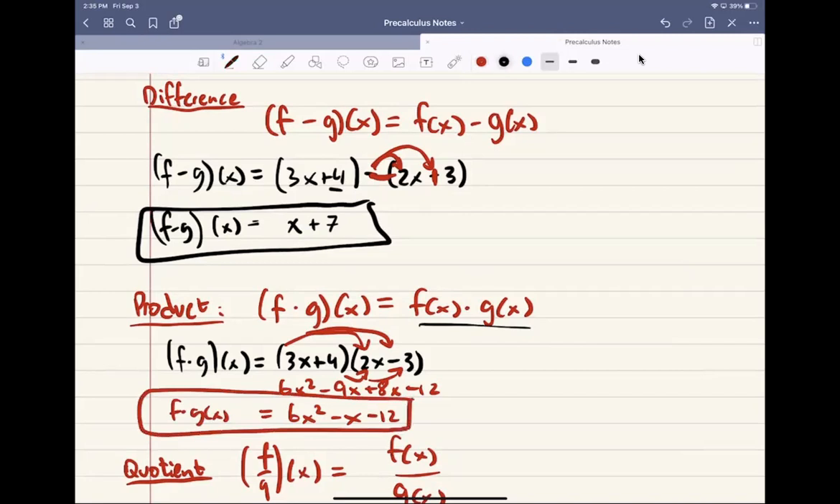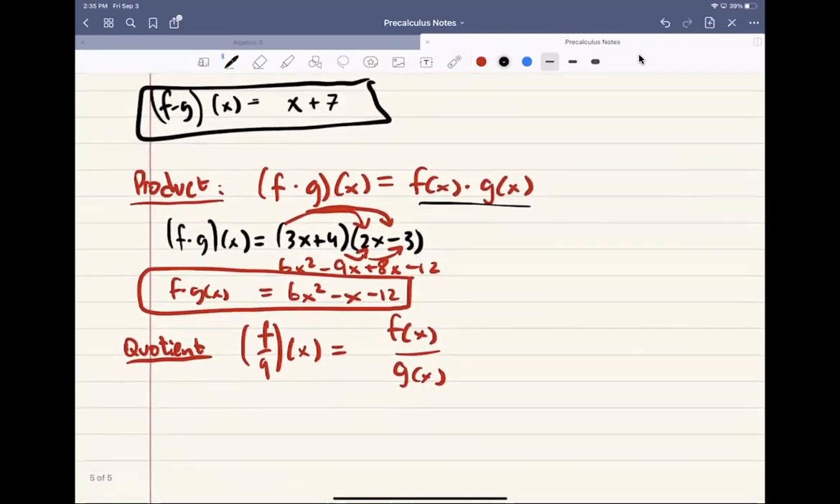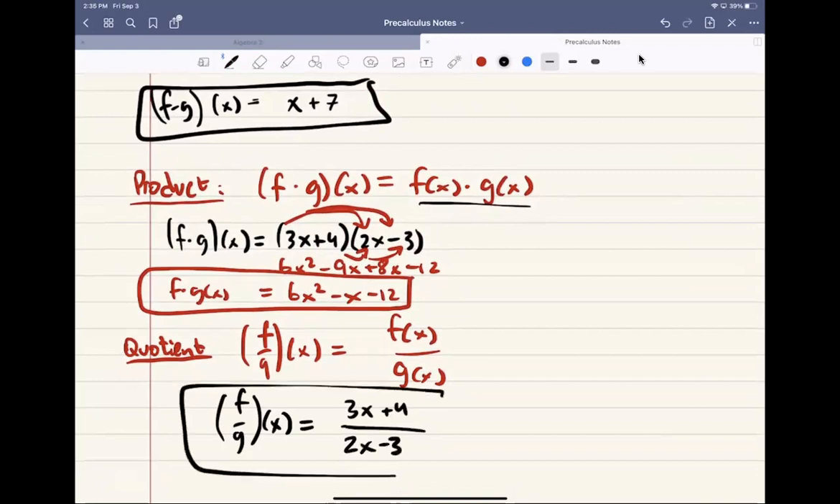Pretty straightforward. And as for the last one, to get the quotient, you're going to divide the two functions. So our f over g of x is going to be equal to our f of x, which is 3x plus 4, over our 2x minus 3. And that's it. You do this one like that. We can't simplify it anymore. If it's something factorable, then you're going to have to cancel out the factors. But for the most part, this is going to be our f over g of x, the quotient of the two functions. And that's basically it.